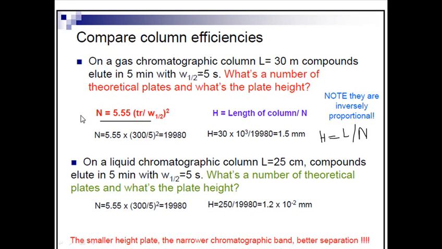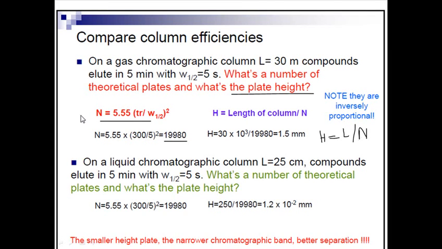And we have W half, which is given as 5 seconds. So we have 300 divided by 5, whole squared, times 5.55. So we end up with this. This is the number of theoretical plates for this column. Now let's find the plate height, which is H. What is the plate height? It equals L divided by N.